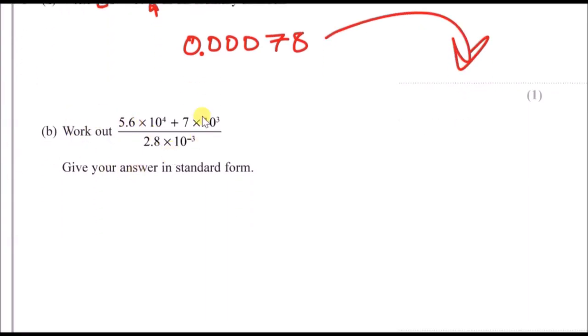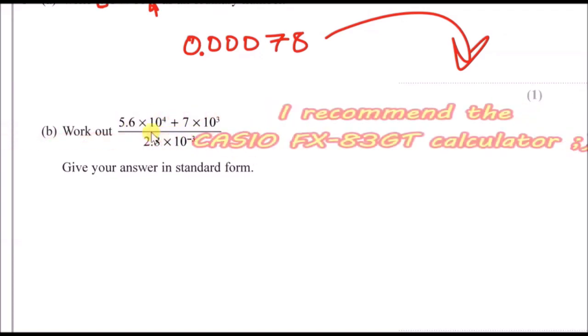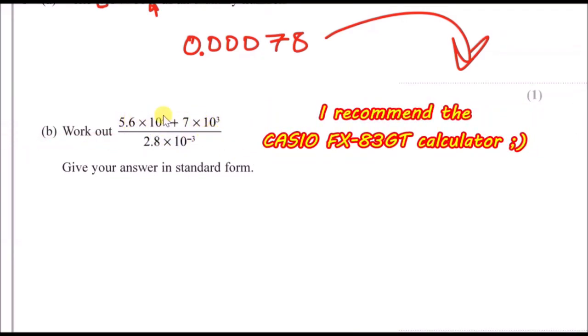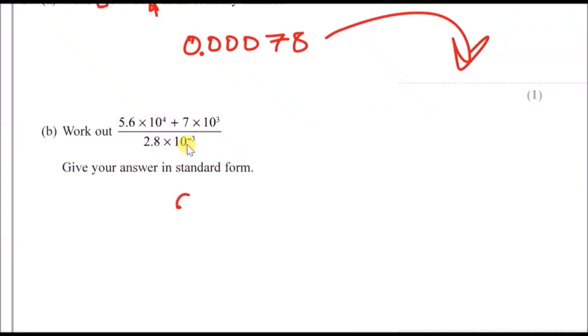And B, work out this whole sum and give your answer in standard form. Again, you can just literally put this all in your calculator one time. If you got a Casio calculator, put all these digits on the top and then go down and put this on the bottom. When you do that, you should get an answer that looks a bit like this. 22,500,000.